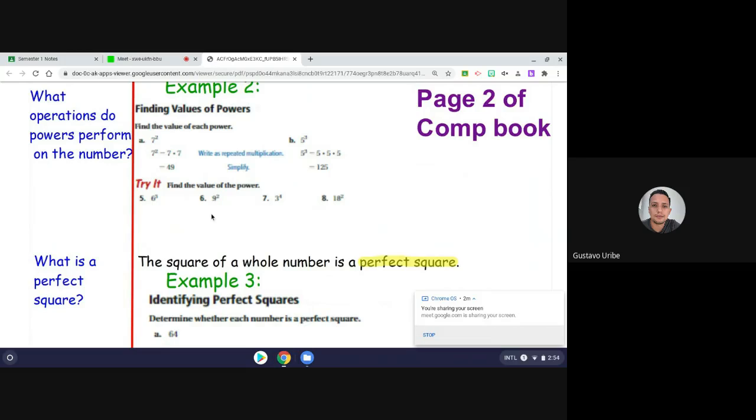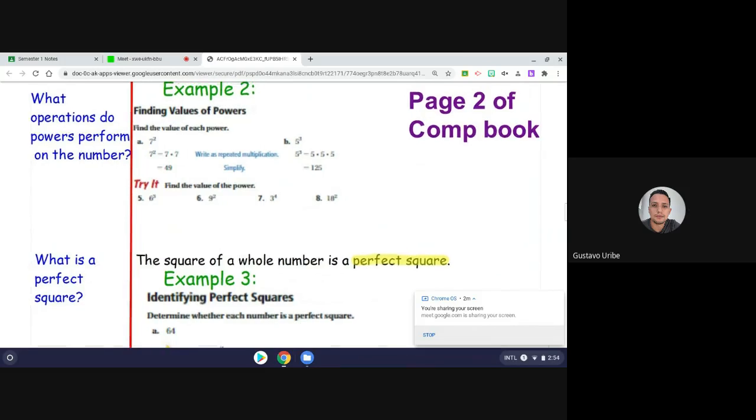This is 9 squared, which means 9 times 9. If you do 9 times 2, that's going to give you 18, which is incorrect. The correct answer is 9 multiplied by 9, which would be 81. And you do the same for these examples over here.